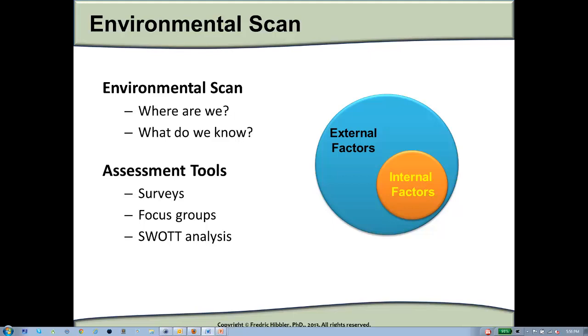There are a number of tools available that help a company conduct an environmental scan. Some companies use surveys, focus groups, and SWOT analysis. You may notice that my SWOT analysis has an extra T in it. When I conduct a SWOT analysis for an organization, in addition to identifying their strengths, weaknesses, opportunities, and threats, I also consider the second T, which stands for trends. I believe including trends in a SWOT analysis gives a much fuller picture than just assessing strengths, weaknesses, opportunities, and threats.